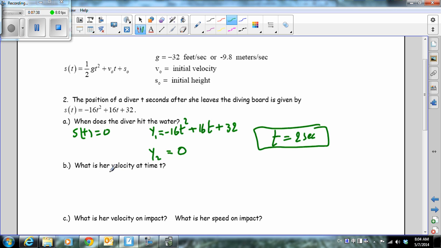What is her velocity at time t? Well, this is actually the equation that they're looking for. The equation will therefore be, remember, v of t is equal to s prime of t. By now you know how to derive this type of function. So to derive this one, it will give me negative 32t plus 16. And this is v of t.